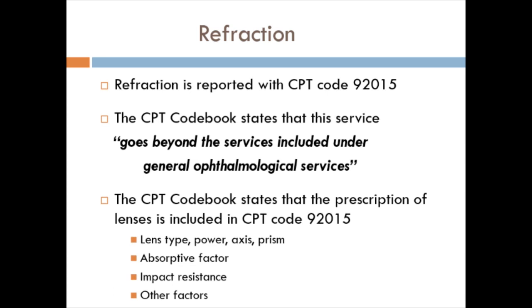The CPT code book says the refraction has its own code, 92015. And at the end of the refraction, you're going to do one of those four things when you write a prescription, if they need one: the lens type, power, axis, and so on. Those are the legal requirements in the CPT code book for a refraction.